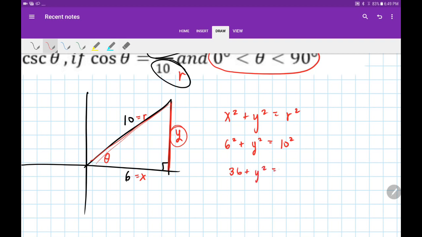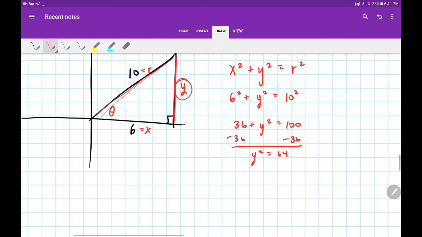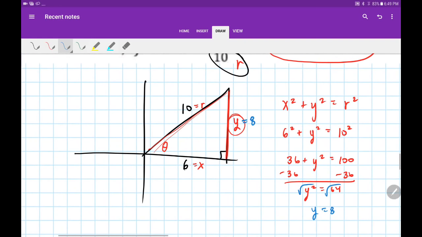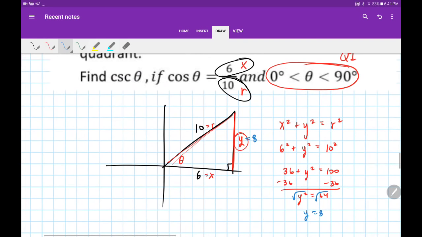So next step, let's start solving for y. 36 plus y squared equals 100. I'll subtract 36 on either side. Y squared equals 64. And in the last step, I need to take the square root of both sides, so I get y equal to 8. So I figured out now the missing side is 8. Why is that useful? Well, look back to what they want to know. They want to know what cosecant of the angle is.